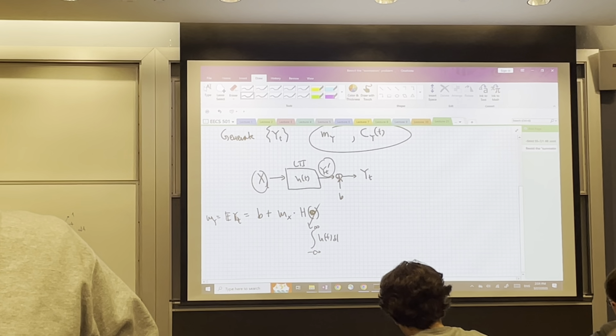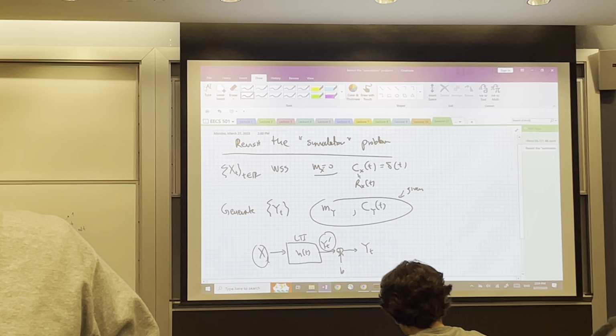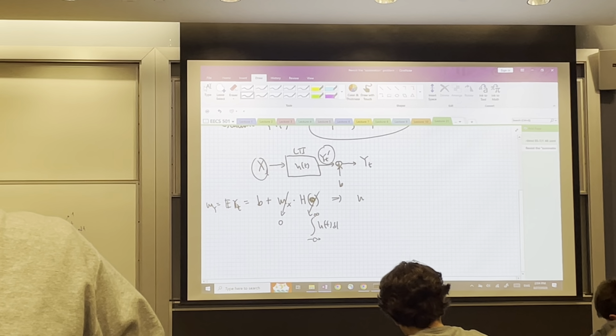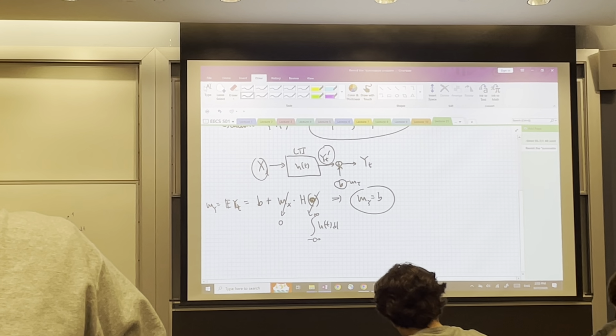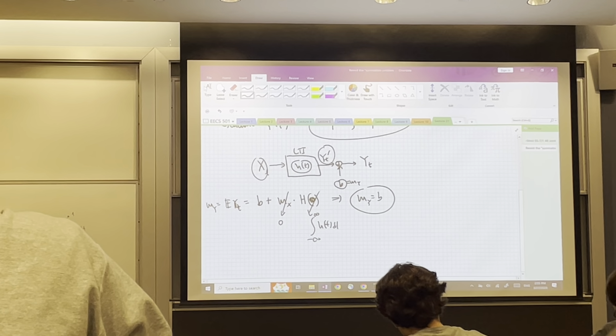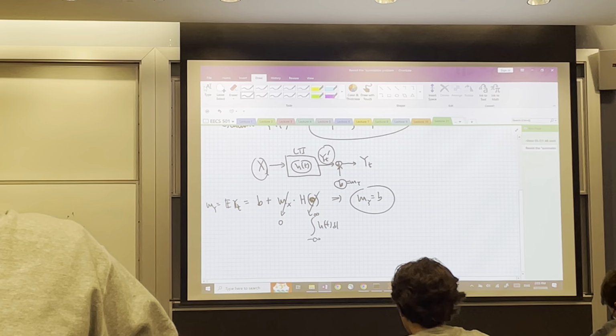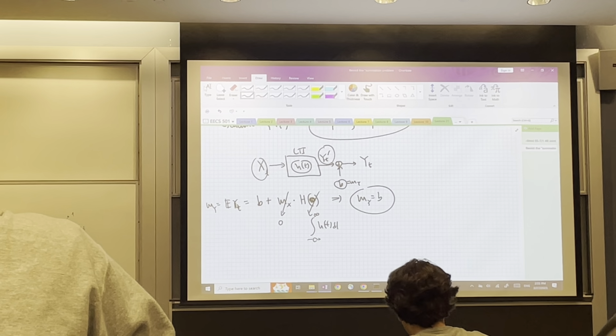We found that last time. But what is mx? It is 0 by the problem. So from here we get my equals b. Okay, we found that b. It has to be equal to my. Now what about h of t? How will I solve this problem? What did I do here? I calculated the covariance of y.